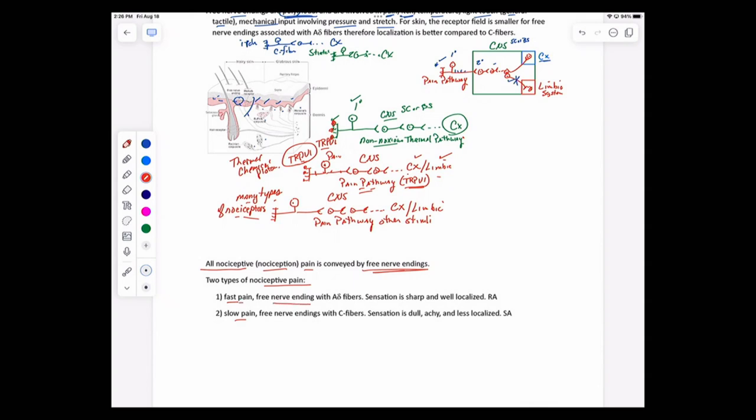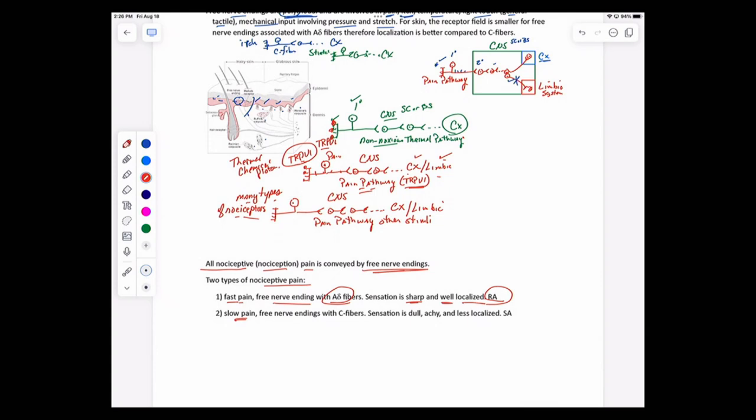With fast pain, you're going to have free nerve endings being stimulated that are associated with A delta fiber types. In other words, those are going to be slightly myelinated, so they're going to be relatively quick. You will experience this as a sharp, well-localized pain, and these are rapidly adapting types of neurons. We've discussed this concept before: they're more sensitive to a quick change, such as a sharp, well-localized pain, but then it very quickly dies down. Rapidly adapting.